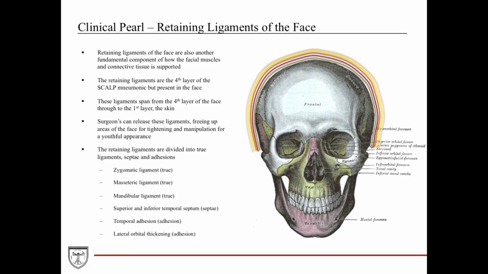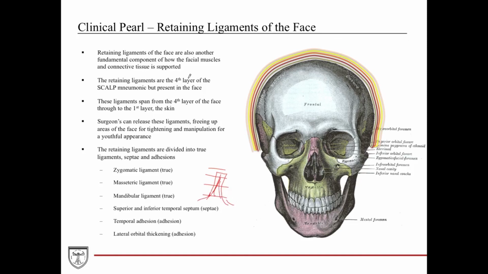It's also important to talk about the retaining ligaments in the face. This is probably one of those things that's very infrequently taught in medical school and other clinical situations. The retaining ligaments of the face are fundamental components that help with supporting the facial muscles and the connective tissue. These are located in the fourth layer of the scalp mnemonic, but it's present in the face as well. And these span the length of the layer. So they're not just present in the fourth layer, they actually span the layers. This is a ligament attached like this to help with stability throughout all these points.